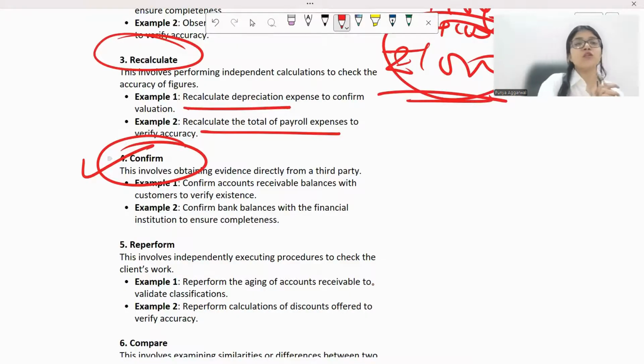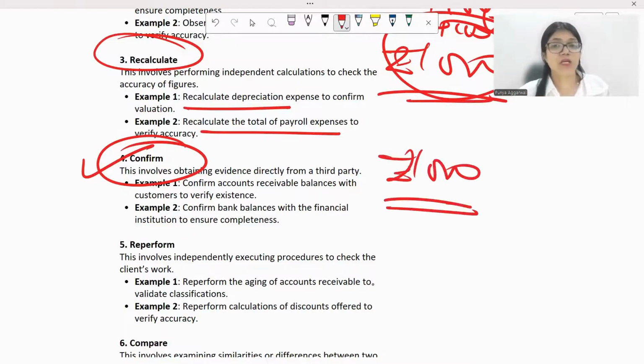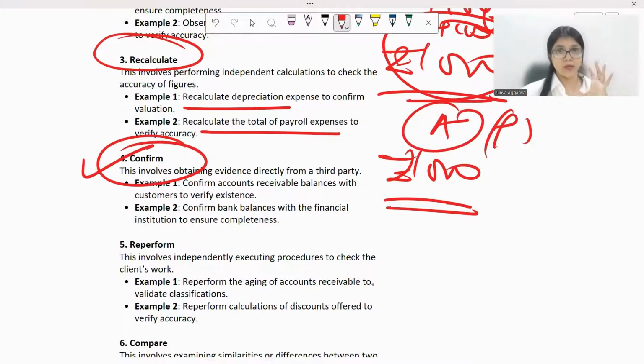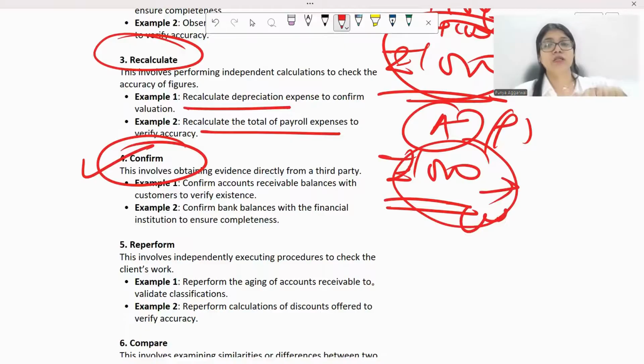Okay, so this involves obtaining evidence directly from a third party, for example confirming accounts receivable balance with customers to verify existence. If the company is saying I have a receivable balance of 1,000 rupees from the customers, because this is an asset, something positive for the company, it may be that it does not actually exist. So how are you confirming that this exists? Through customers. You go to the customers and ask, is this really the amount pending from your end that you have to pay to the company? And if the customer says yes, then it is confirmed, right?